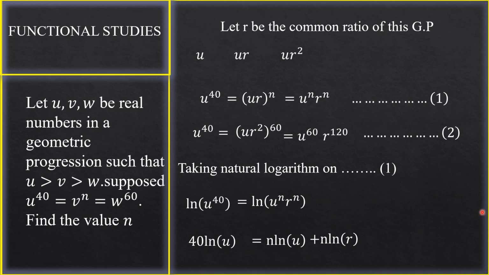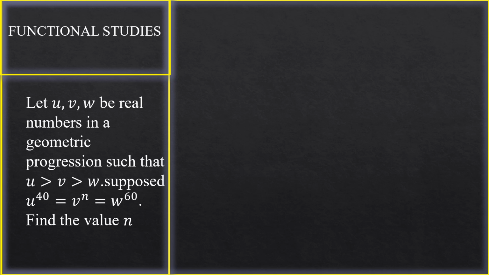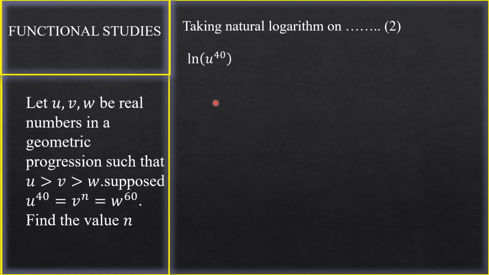So this is my equation 3. I'll call this equation 3. Now, having this equation 3, we'll take natural logarithms on both sides of equation 2 as well. So taking natural logarithm on both sides of equation 2 will give us the natural log of U to the power 40, that's equation 2.